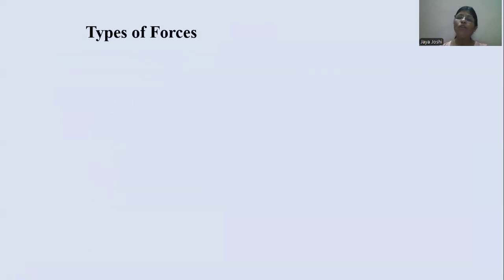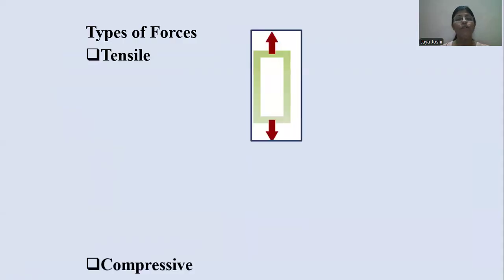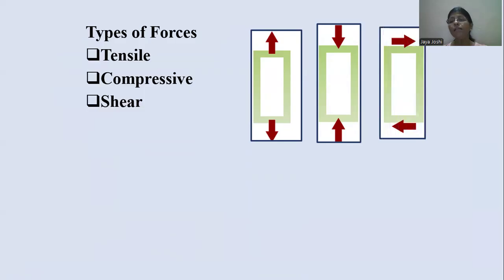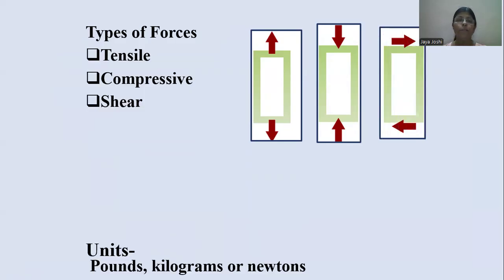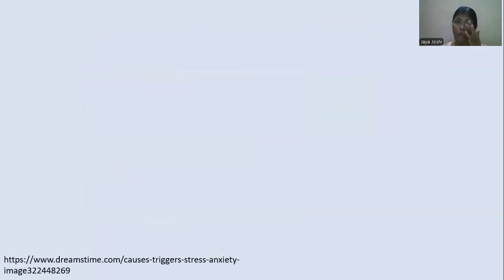Depending upon the direction of the forces, forces are basically classified into three: tensile, compressive, and shear. You can very well see in this diagram, tensile means stretching type of forces, compressive means compression of the object, and shear means sliding motion in the object. And the units of measurement of force are pounds, kilograms, or newtons.